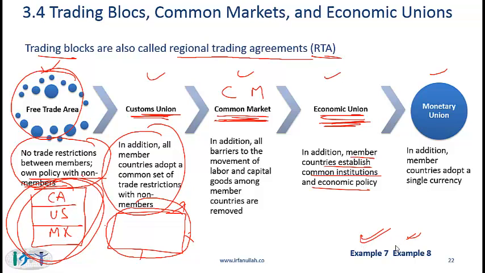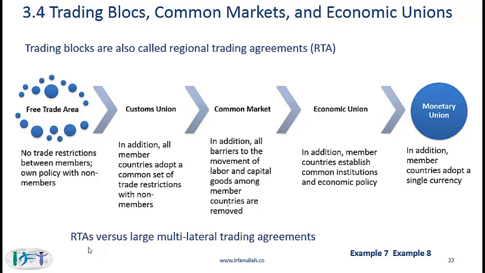Examples 7 and 8. Example 7 is MCQ based, so it is indicative of what you might get. Example 8 is not MCQ based, but it is a small question, so make sure you do it. The final point on this slide is that RTAs, or regional trade agreements, generally tend to be more popular than large multilateral trading agreements. And the reason is that it is easier for countries that are near each other to trade and interact with each other.